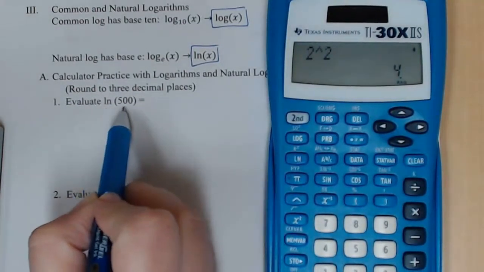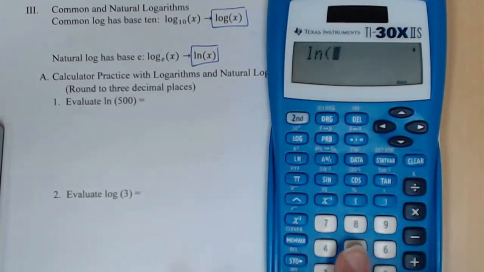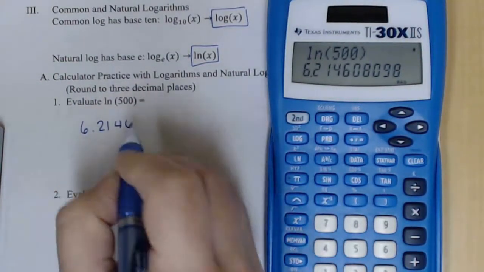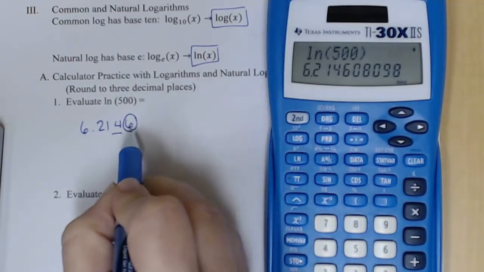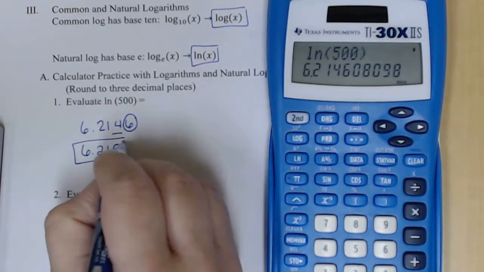I want to evaluate ln 500 to 3 decimal places. So I'm going to hit ln of 500. I'm going to close the parentheses. And that gives me 6.2146. Now remember rounding. If I want to round to 3 decimal places, I look at my fourth. If it's 5 or larger, I round up. So my final answer would be 6.215.